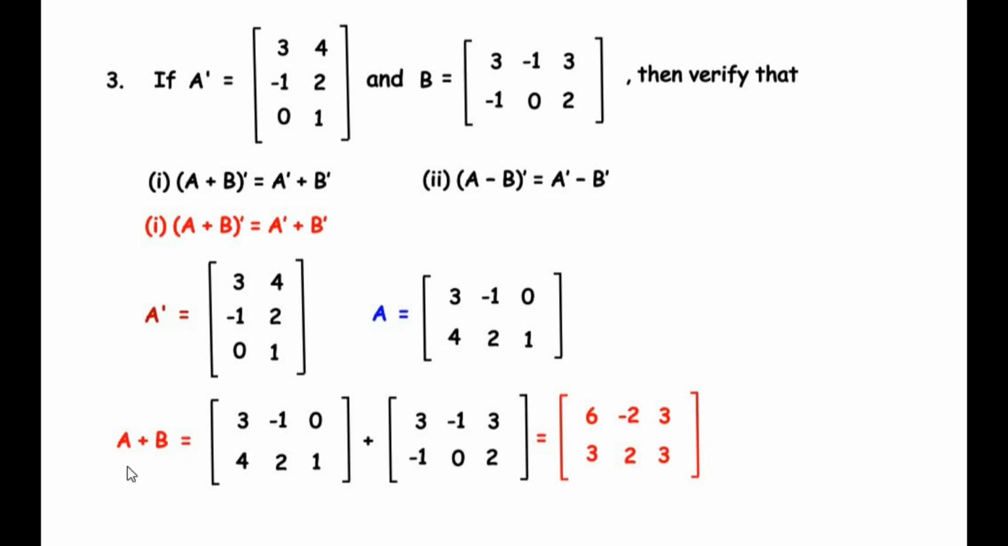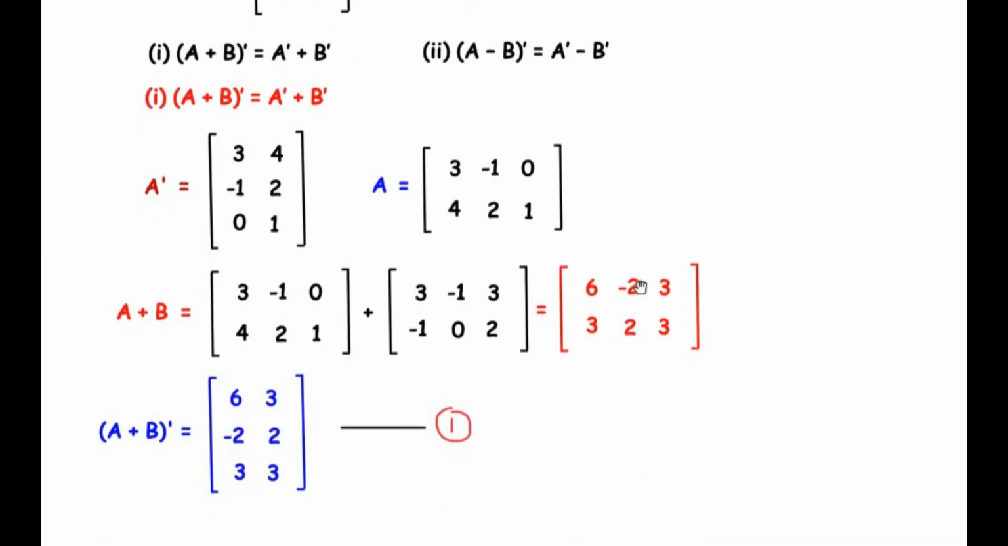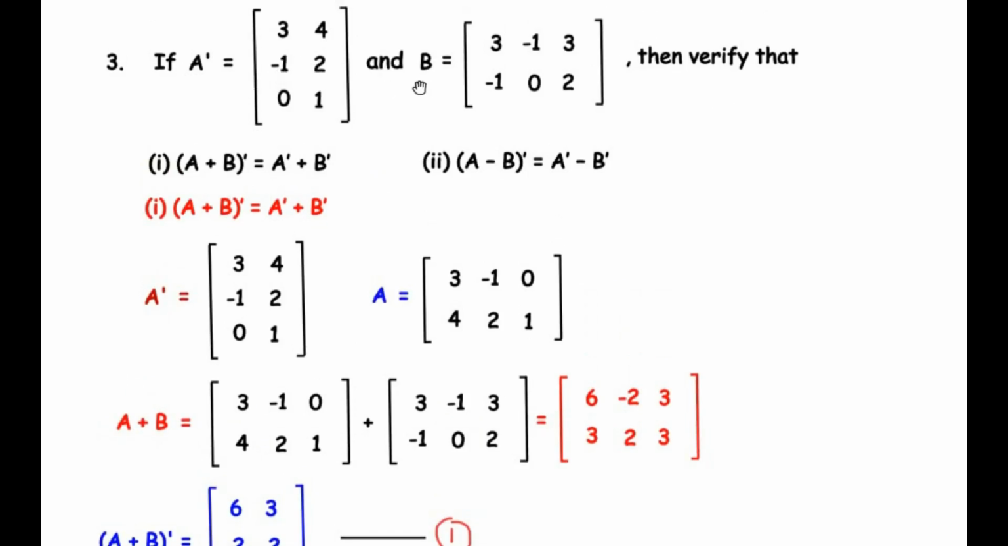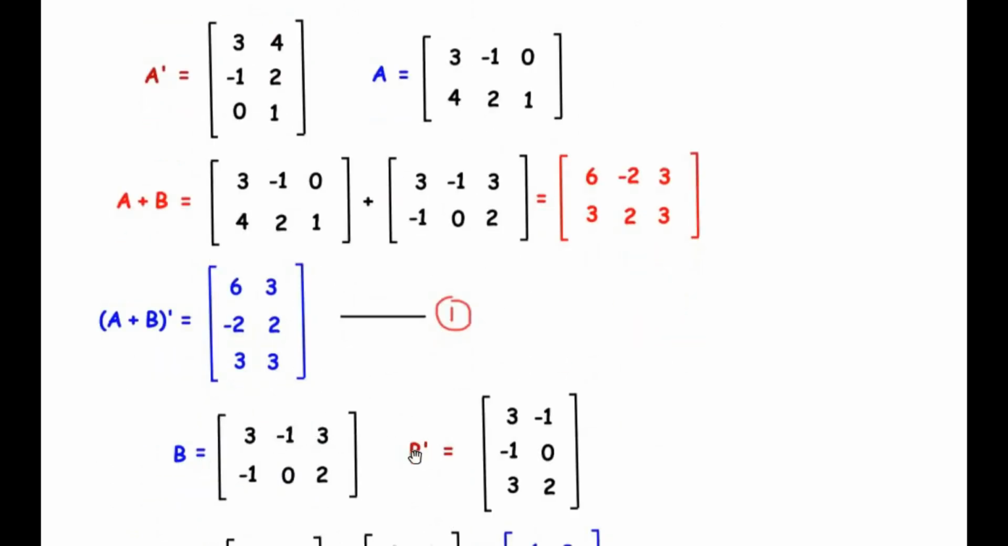Now let us find out the transpose of A plus B. So here we have written A plus B the whole transpose is equal to, now the first column has become first row, second column has become second row, and third column has become third row. Now let us consider this as equation 1. Now let us focus on the right hand side, that is A transpose plus B transpose. Now in the question A transpose was already given. So let us try to find B transpose now. So here we have taken B matrix and taken its transpose. So first column has become first row, second column second row, third column as third row.